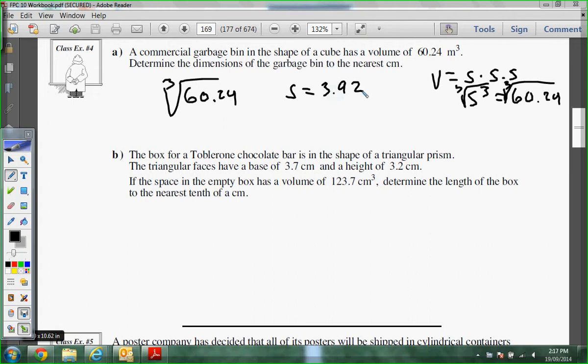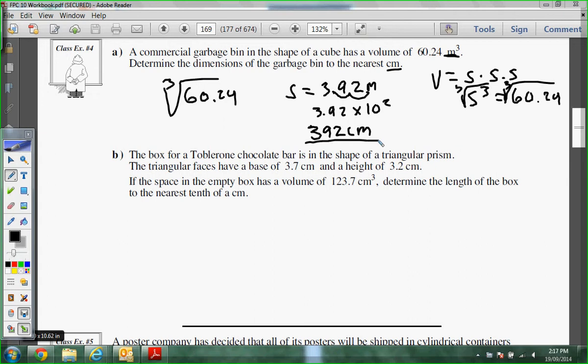Okay. But do you guys pay attention to the labeling up there? It says the nearest centimeter. It gives me in meters. So we just figured out the side in meters. So how many spots do I move the decimal for centimeters? Times 100, or I move it over 2 spots. Yes. That works. So we know it's 3.92 times 10 to the second, which, like Joe said, is 100. So then I'm going to have 392 centimeters is what each length of my cubic garbage can is.